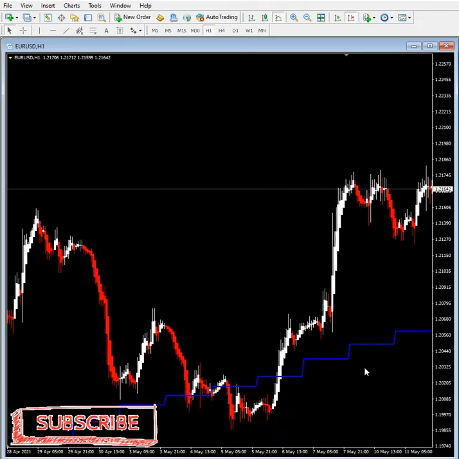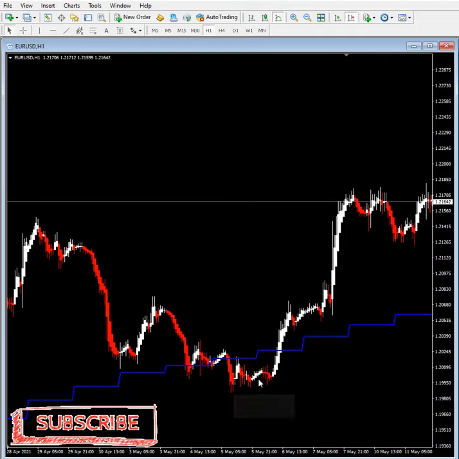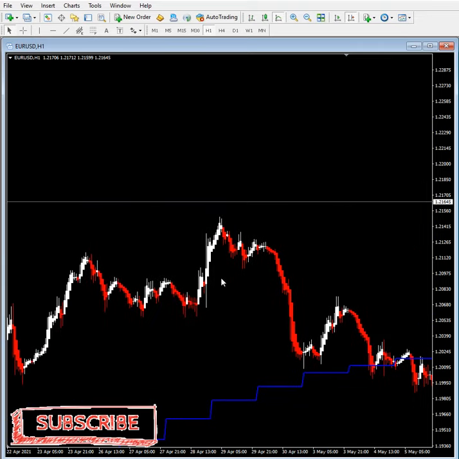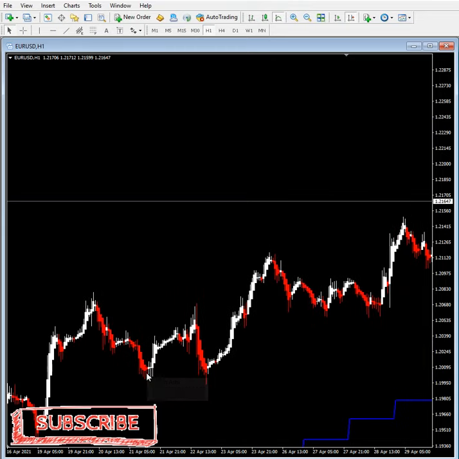Here it's dipped below the multi-time frame moving average, so we will only be looking to sell. There are no trade setups to sell anyway. Here we will be looking at buying. There's no opportunities to buy there anyway. There are opportunities here to buy. We would have bought the market. We would only be looking at buying in this area, in this area, in this area.